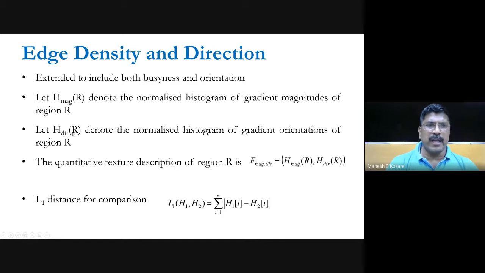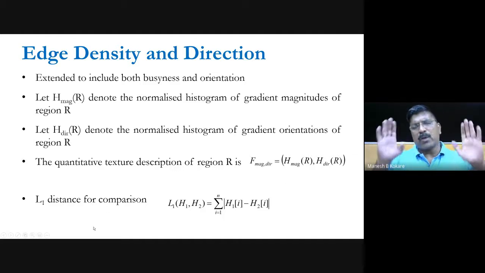Then let H direction R denote the normalized histogram of gradient orientation of this region. It means you are finding H magnitude R and H direction R, that is, the normalized histogram of gradient magnitude and the normalized histogram of gradient orientation, separately for that particular region R. Then the quantitative texture description is obtained from the edges of the image, like the magnitude histogram and direction histogram, and from that you are going to extract the textural features. How to extract the textural feature? The quantitative texture description of region R is given by F magnitude and direction. So whatever value you get, and then H direction of region R, you get the textural features as H magnitude and direction.